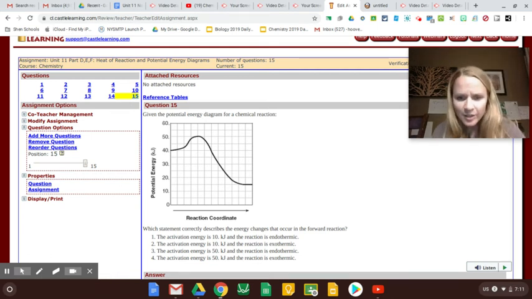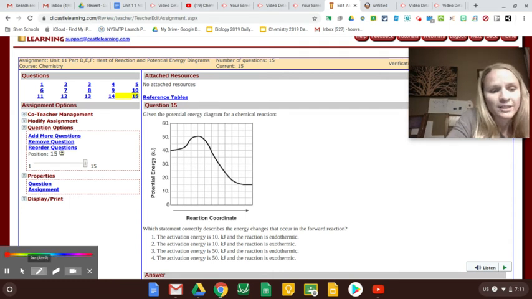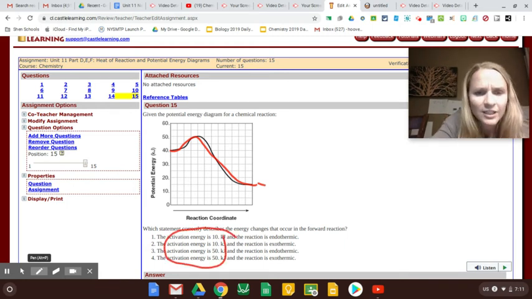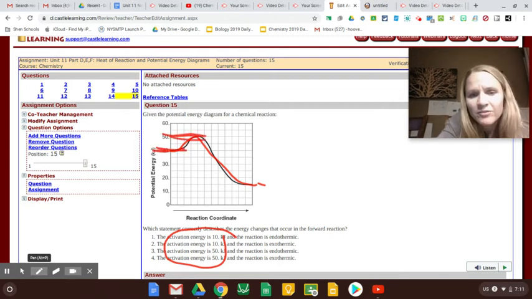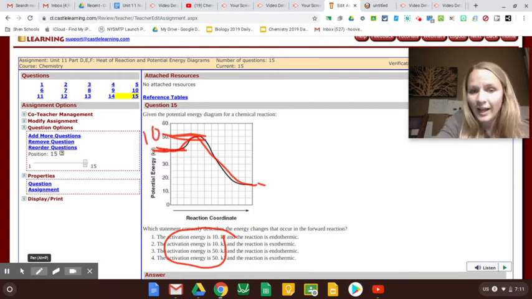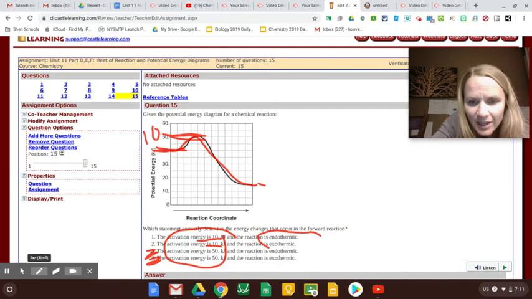Which statement correctly describes the energy changes in the forward reaction? So just meaning we're reading this normally, going left to right when they say forward. So the activation energy is 10 or the activation energy is 50. So it looks like I went from 40 and I had to go up to 50 to get activated. So I had to go up by 10 to get activated. I didn't have to go up by 50 because I was already at 40. So the activation energy is 10. So that's going to get rid of these two choices. And then the reaction is endo or exo.